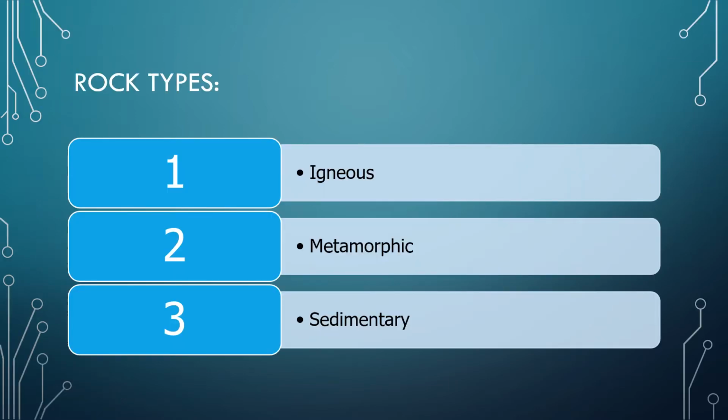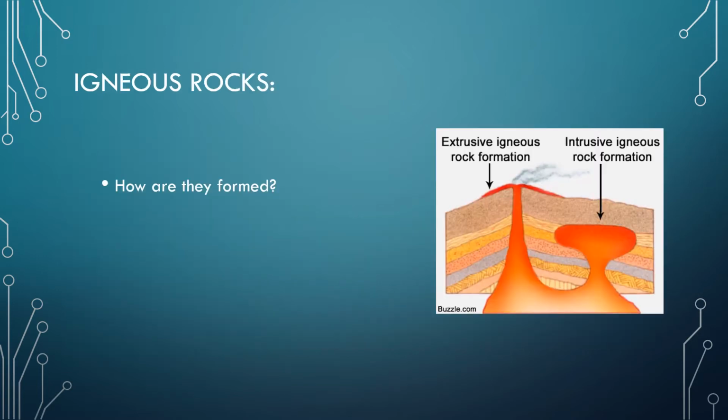So there are three different major rock types, which are igneous, metamorphic, and sedimentary rock. Let's talk about igneous rocks first. How are they formed? Igneous rocks are formed from the cooling and crystallization of magma, or otherwise known as molten rock. There are two ways that igneous rocks can be formed. Magma that cools slowly within the crust forms intrusive igneous rock. Magma that erupts onto the surface and cools quickly forms extrusive igneous rock.